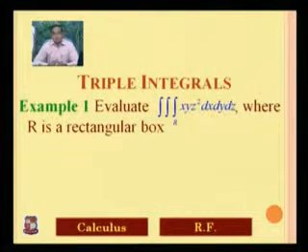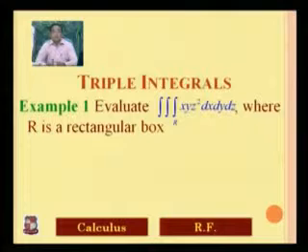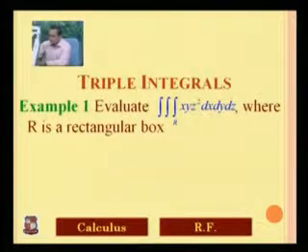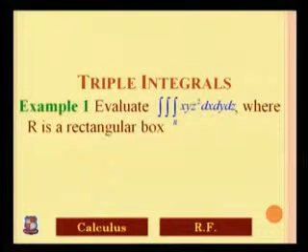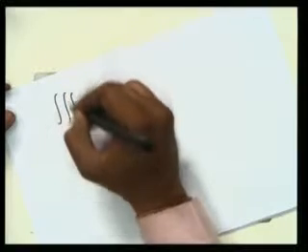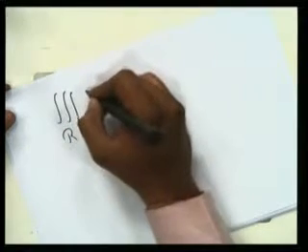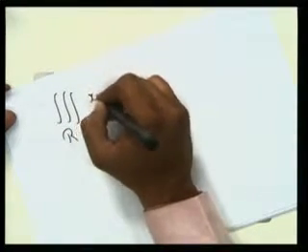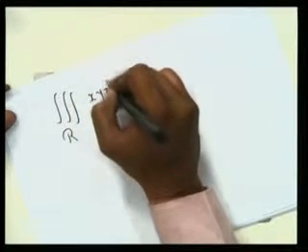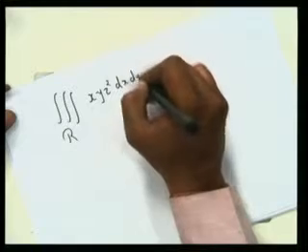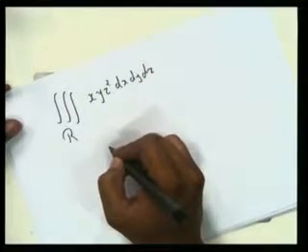Next, we start with some examples of triple integrations. Evaluate the triple integration of x y z square dx dy dz, where R is a rectangular box. The integrand is x y z square, with dx dy dz.